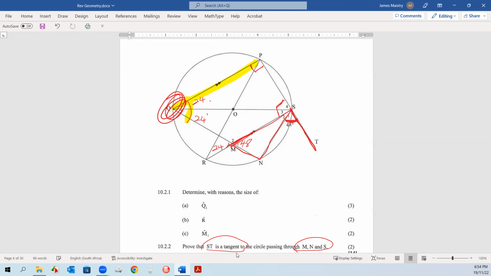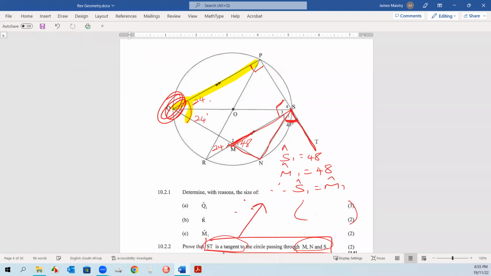So it's actually proven, am I right? So how are we going to write that out? You would say S1 is equal to 48, given. M1 is equal to 48, proved above. Therefore, S1 is equal to M1. Therefore, we can copy and paste. When I say copy and paste, therefore, you'll say exactly that: ST is a tangent to the circle. And your reason would be, we are using tan chord. But whenever you prove it's a tangent, we're actually using the converse. So you put the word converse on the top. And that will give you your full marks.